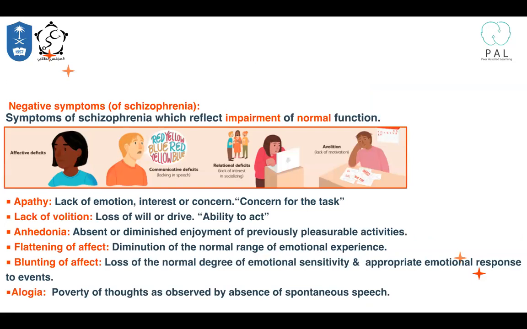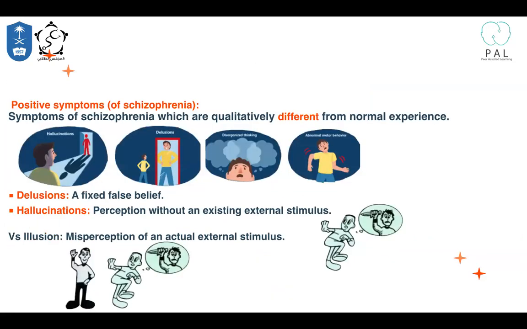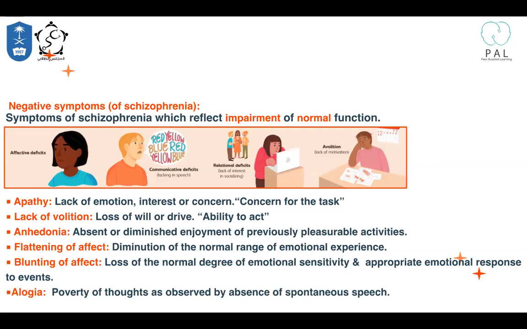Now we have negative symptoms, mainly of schizophrenia. They are called negative symptoms because they reflect impairment of normal function. And we have positive symptoms; the positive ones are qualitatively different from normal. So, examples of negative symptoms, what do they mean? We have apathy and lack of volition. They are usually associated with each other and their meanings are similar.